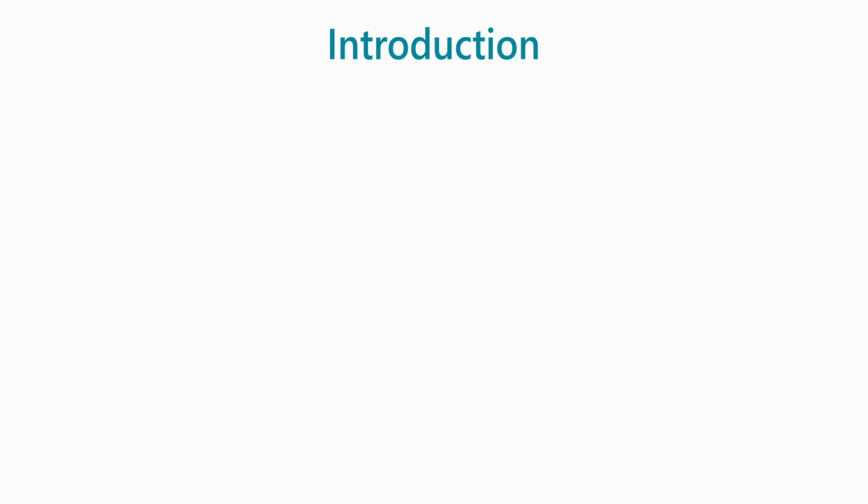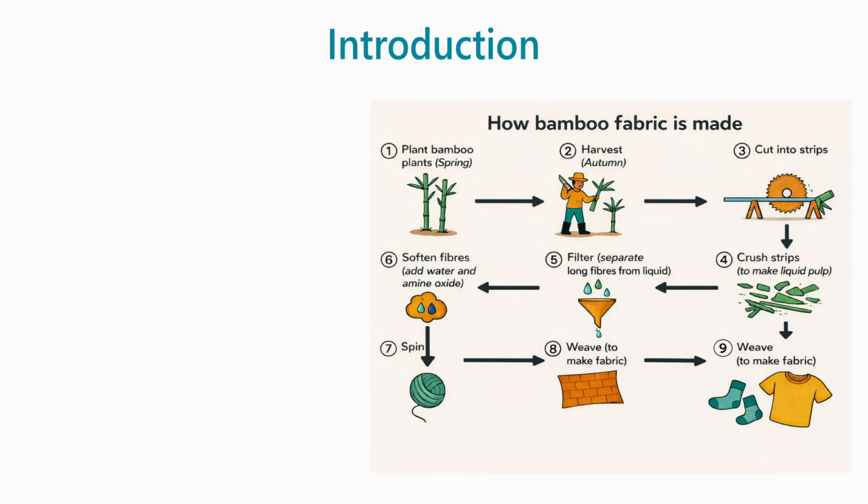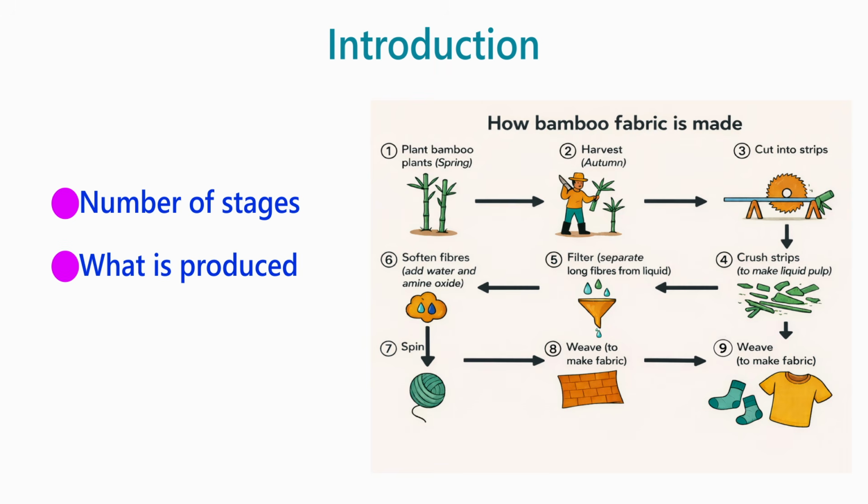Now, let's start by writing our first paragraph, which is the introduction. All right, in writing our diagram process introduction paragraph, we should write about the number of stages, and it is in the production of fabric from bamboo plants. And in the introduction, we can write about the beginning and also the ending process, all right? So what is the most important information here to be put? The number of stages and what is produced, all right?